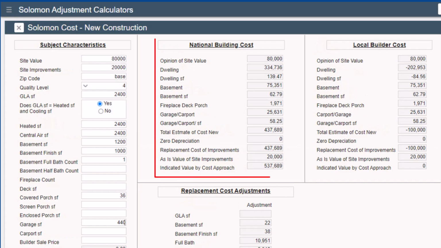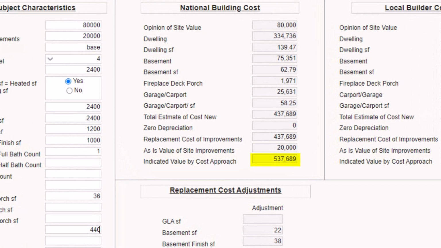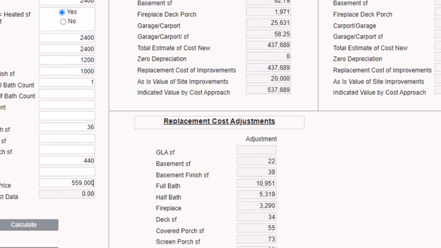Center screen, you will see cost according to national building cost. The indicated value by cost approach is probably different than what houses like this are selling for in your market. Solomon Cost New solves the problem by extracting a cost multiplier from the market. Enter the local market value of a new house like this next to builder sale price, lower left.